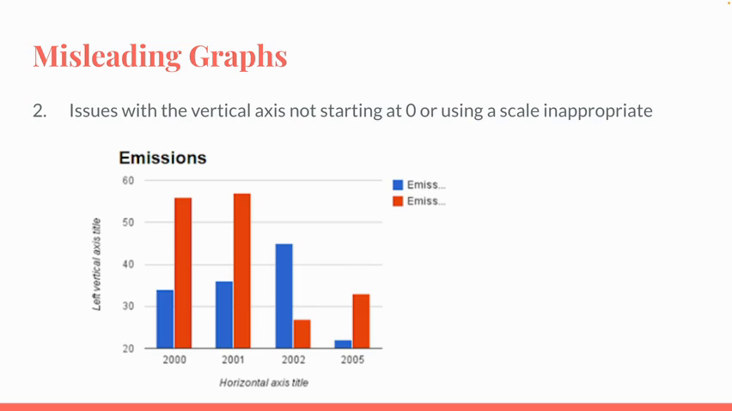Let's look at another one. Issues with vertical axis not starting at 0. So let's look at our vertical axis. See how it starts at 20, 30, 40, 50, and 60. And so then when we compare, does this at all make sense? We're missing quite a bit down here to really make sense of the data. So whenever you're looking at a graph, make sure that you look at that vertical axis.